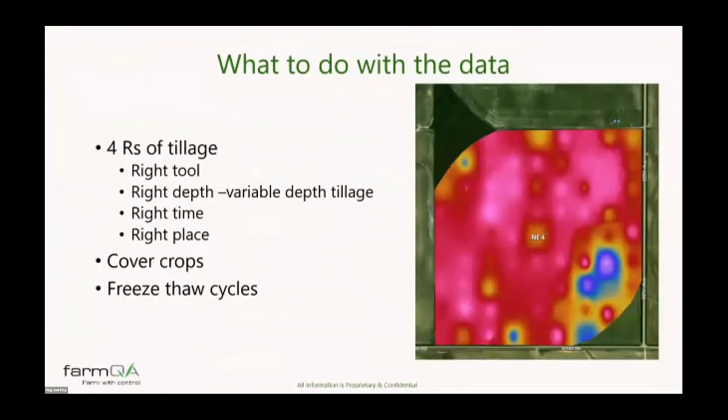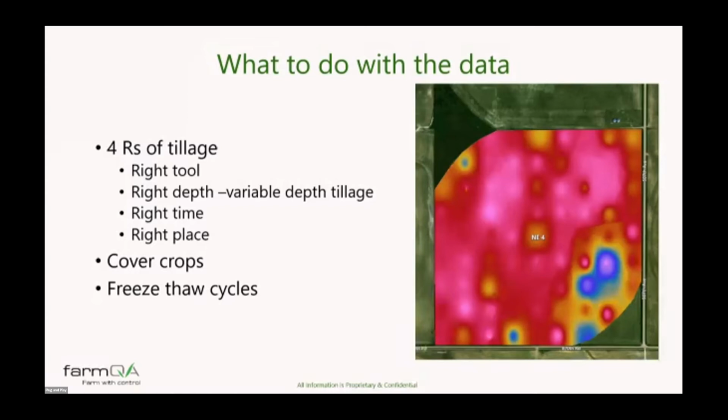So what can you do with the data after it's collected? I'm sure a lot of people have heard of the 4 R's of nutrient management, but we'd like to coin the term 4 R's of tillage practice. So you can use our CTS to look at, am I using the right tool? Do I need to use a deep ripper? Is it more of a shallow tillage or baskets that I could use?